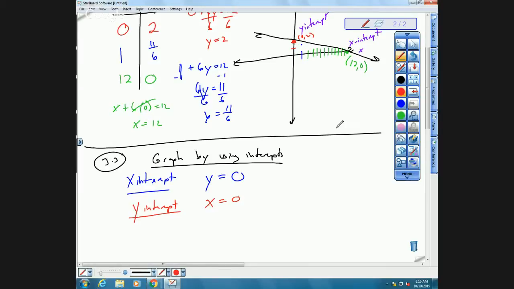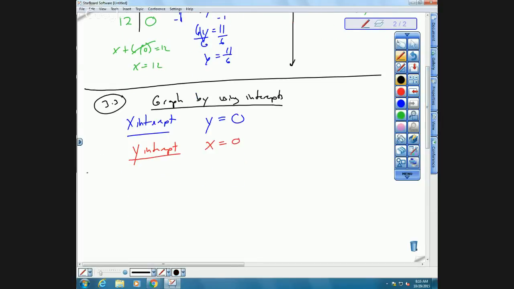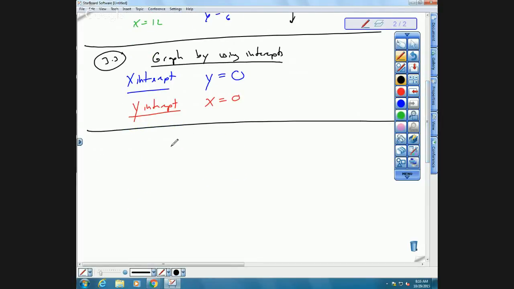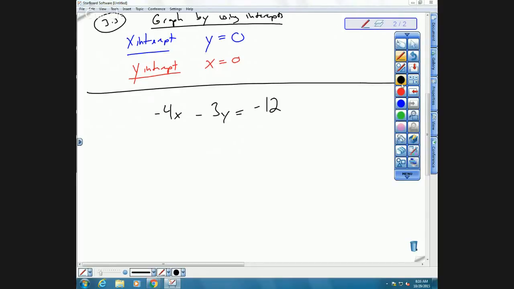So I kind of jumped to this way after doing 3.2 quickly, because the easiest way to do 3.2 is just to find those 2 points, the intercepts, and then graph. It's always easier just to find the x and the y. So if I have this problem right here, we want to graph it by using intercepts.